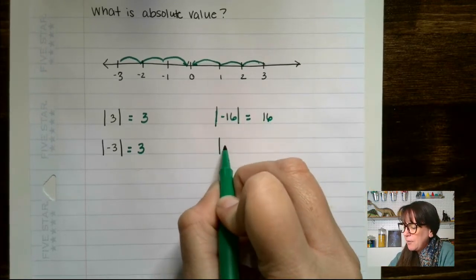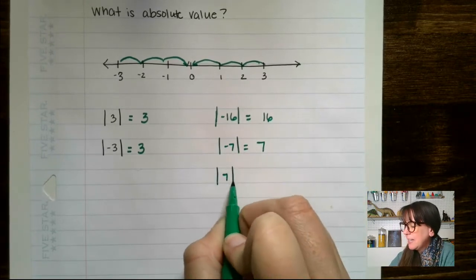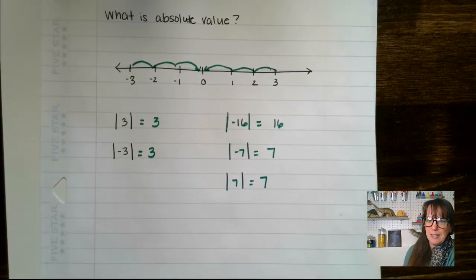The absolute value of -7 is 7. The absolute value of +7 is also +7. Absolute value is absolutely positive.